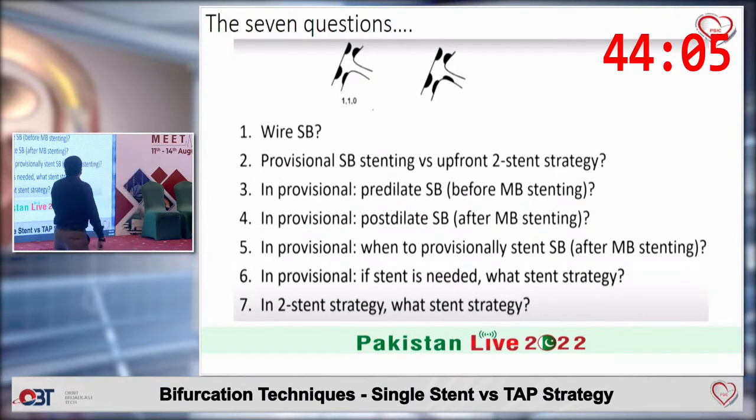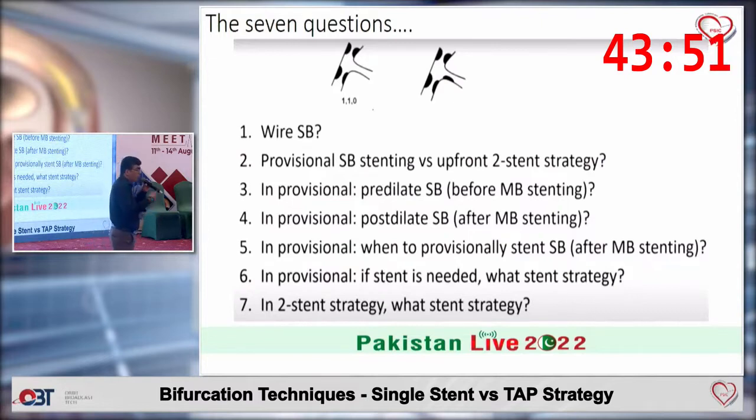The third question, should we predilate the side branch before main branch stenting? The next question is, should we post-dilate the side branch? In provisional, when to provisionally stent the side branch after main branch stenting? That's a very important question. For example, if the side branch goes down, what are the criteria for us to recross and extend again, doing a TAP maybe, or a reverse crush, or a culotte for that purpose? What are the options that we have, and when to do those? That's another question that bangs your mind when you have committed to the provisional stent strategy. In provisional stenting, if a stent is needed, what strategy? And in a two-stent strategy, what stent strategy? So these are the questions.